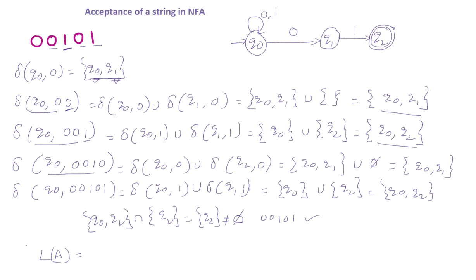L of A is equal to, it is having set of all strings of the form W such that when W is processed with the help of transition function with the starting state Q0, it is going to get some set of states, perform the intersection operation with F, and the result should not be equal to 5. Then only the string is accepted by the finite automata.